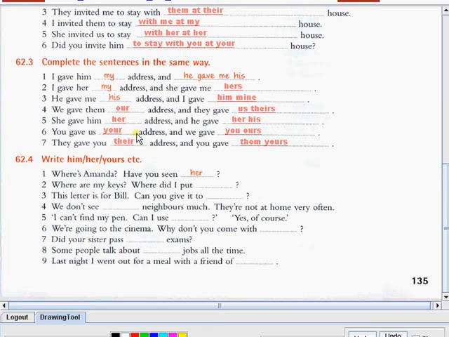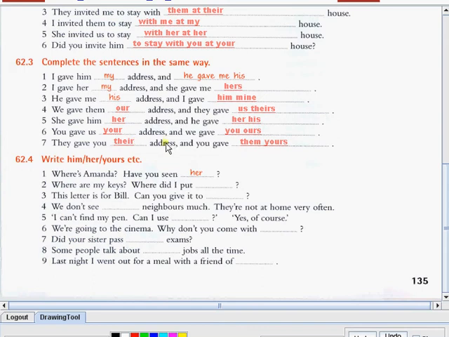6, you gave us your address and we gave you ours. So your refers to the subject you. You gave us your address, so this is the possessive adjective. It modifies the noun address. And here, we gave you, again, it refers to the subject you. And then ours is the possessive pronoun for our address. We gave you our address. We gave you ours. And number 7, they gave you their address and you gave them yours.